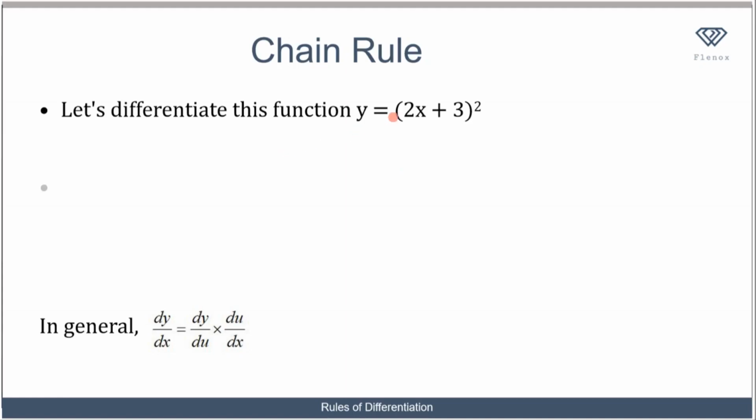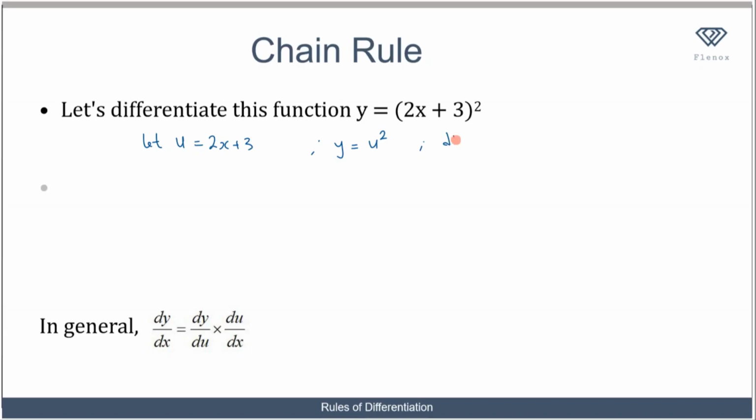Now I can see that I cannot apply the formula directly because what I have here is not x. So what do I do? What I can do is try to express what is inside this square bracket as another variable. I can say let u be equal to 2x + 3, and once I do that I can substitute that into this expression here. So that becomes y equals what? u squared.